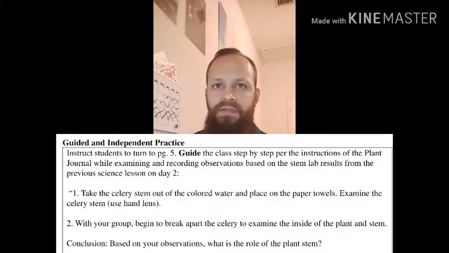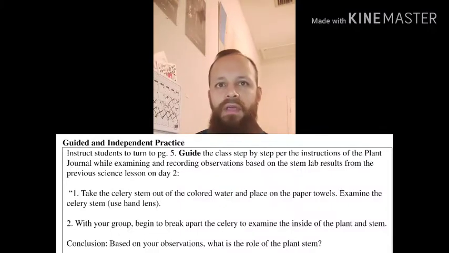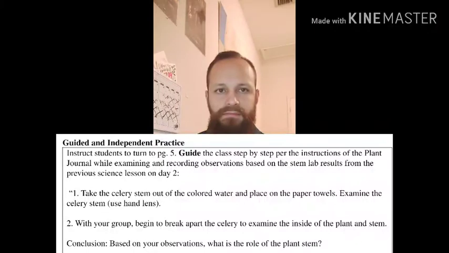So number 1, take the celery stem out of the colored water and place it on the paper towels. Examine the celery stem. Use the hand lens. With your group, begin to break apart the celery to examine the inside of the plant and stem. And the conclusion, based on your observations, what is the role of the plant stem?